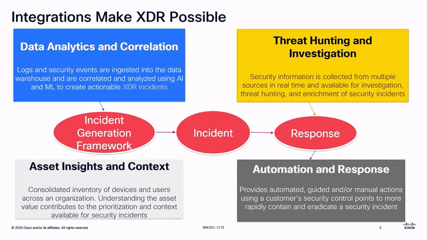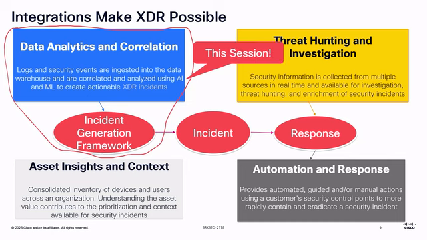And so here you have our 4 surfaces of integrations: data analytics and correlation, threat hunting and investigation, automation and response, and asset and user insights and context. If you were at Oksana's session earlier this morning, she went through all the bits and pieces that make up these different frameworks. This session is solely going to talk about the incident generation framework and the native detection engine, which is really only just this little box over here.